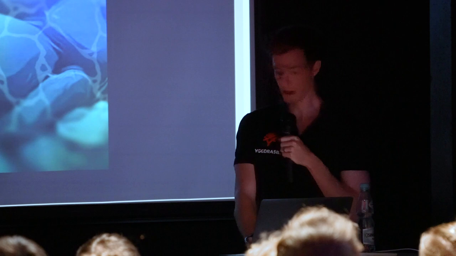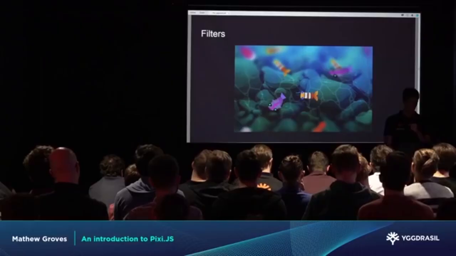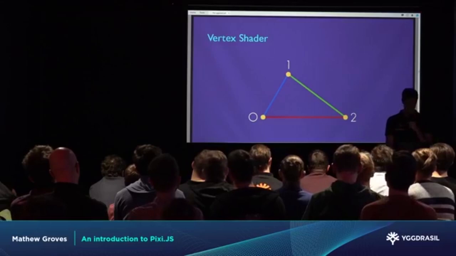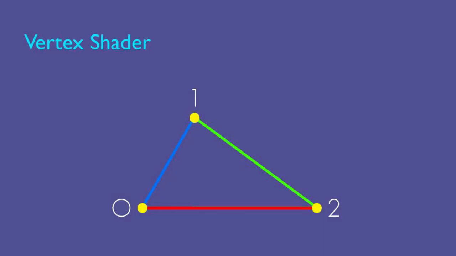I'm going to show you guys. So the filters are written in GLSL. I don't know if you guys have played around with that. It looks a lot like C. Each shader is made up of two parts. So this is really high level. What is a shader? It's basically two things: a vertex shader and a fragment shader. And those together, that's what makes a program.